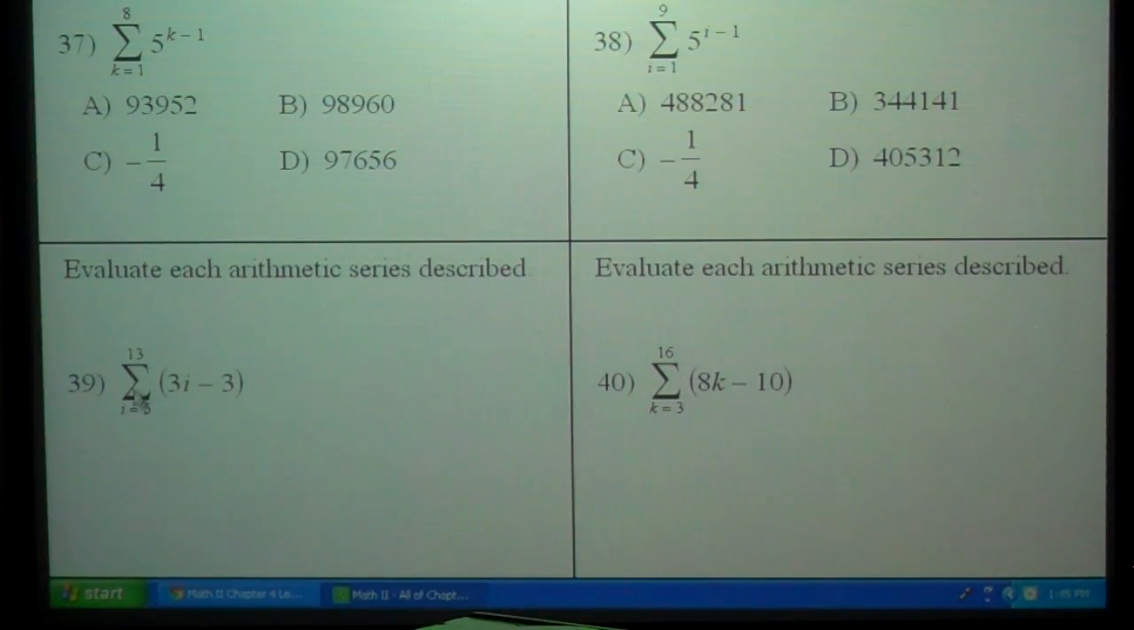What is different about number 39 is that you start at the 5th term and end at the 13th term. Number 40, you start at the 3rd term and end at the 16th term. No big deal. You're just typing that in your calculator. All right, here, pause. Here are your answers for the next 4. 37 was D. 38, A. 39 was 216. Number 40 is 924.